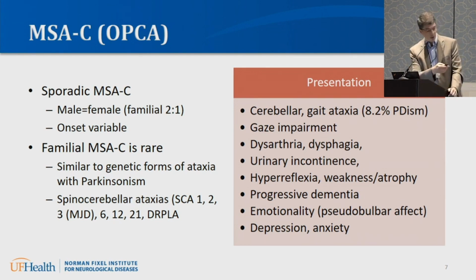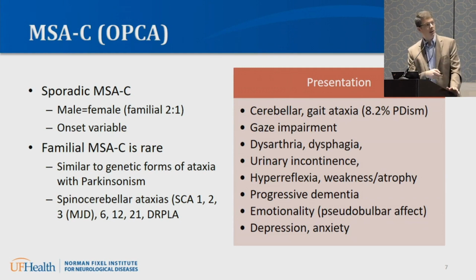There are other features that people see in this disease, eye movement impairment. You can have other autonomic symptoms as well. You can even have some progressive memory and thinking problems, or what we call dementia. Emotional lability can be seen as well in this patient population.